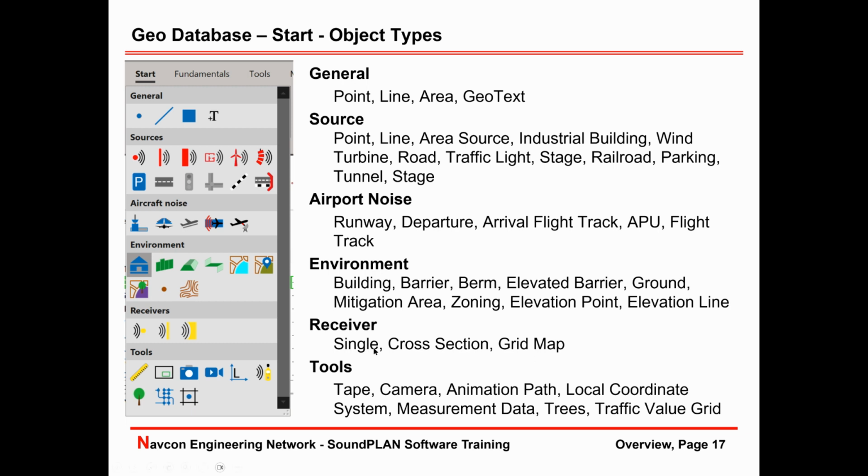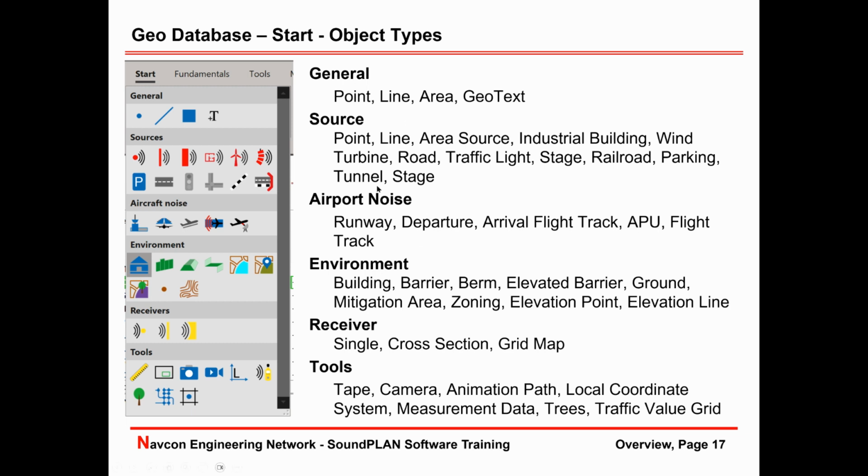In terms of the receiver, there's the single, the grid map receiver, and a cross-section. So single point is just a single point. Cross-section is a minimum of 2 points, a start and end point. For the grid map, we need at the minimum 3 points to define a triangle. Ideally, it could be a rectangle, but it could also be a circle. In terms of the environmental objects, there are line, point, and area objects that have different attributes, of course, to define the different characteristics of these objects.